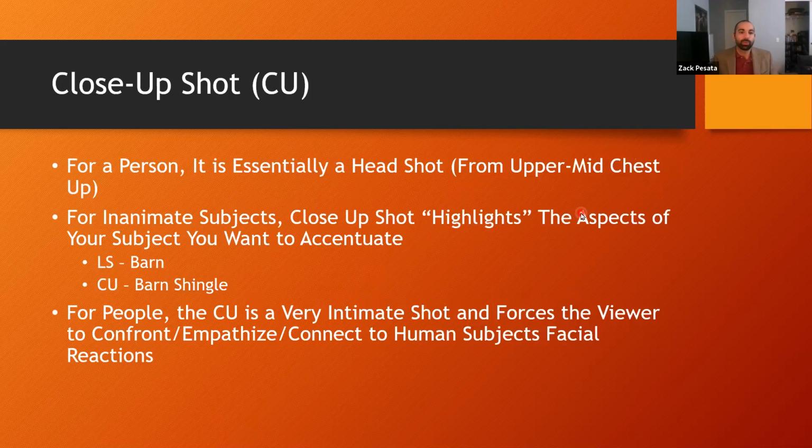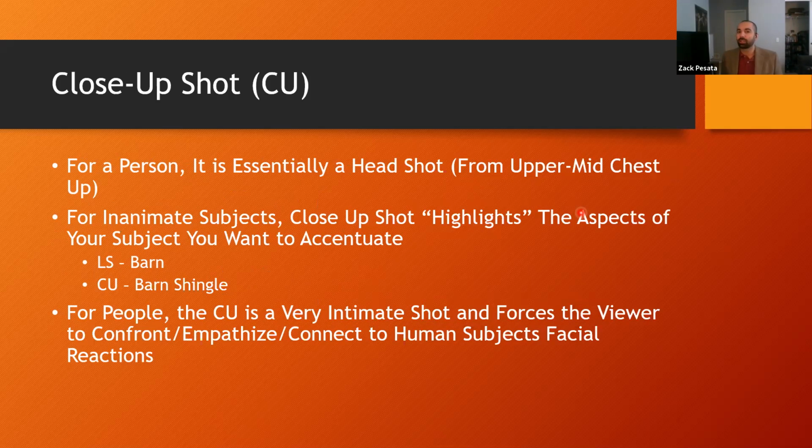Okay, now let's get into close-ups. Close-up shots, abbreviated as CU. For a person, it's essentially a headshot from upper mid-chest up. For inanimate objects, the close-up shot highlights the aspects of your subject you want to accentuate. So just to think about this, and again, I shouldn't be using LS, because LS just means long shot. I should be using WS just to make it easier.